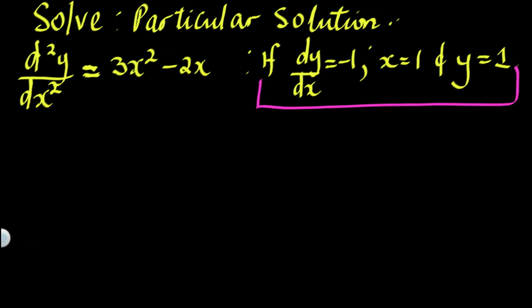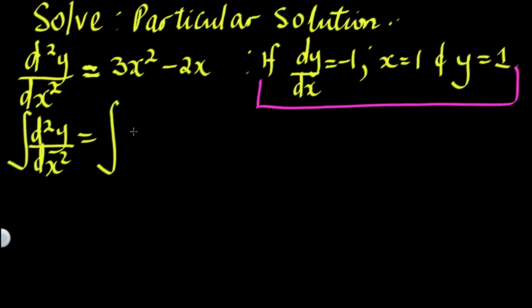Now if you look at our question, the variables have already been separated, sort of. If you integrate, because we need to understand that integration is the reverse of differentiation. So if we have something that was differentiated, if we want to go backwards, we integrate. So now this is what we're going to do. If we integrate on the left hand side, d squared y over dx squared, this is the same as integrating 3x squared minus 2x with respect to x.